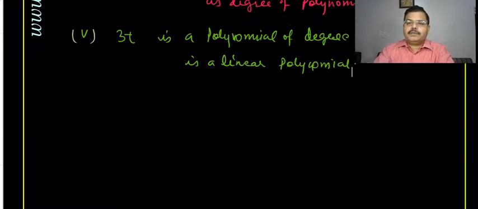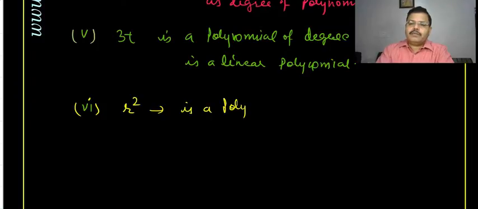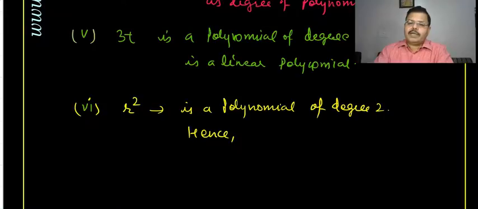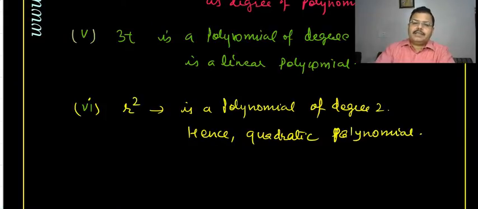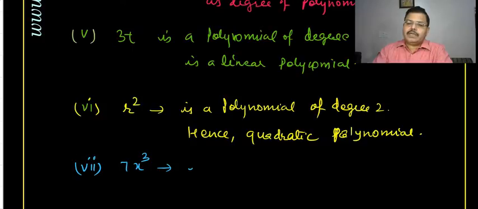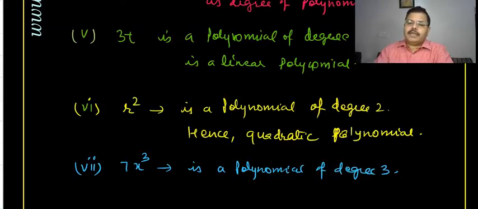Now the sixth question is given as r square, which is a polynomial of degree 2, hence a quadratic polynomial, right? And the seventh one, one more question was there, the seventh one, and what is that? The seventh one is 7x³. Since the highest power is 3, it is a polynomial of degree 3, hence it is a cubic polynomial.